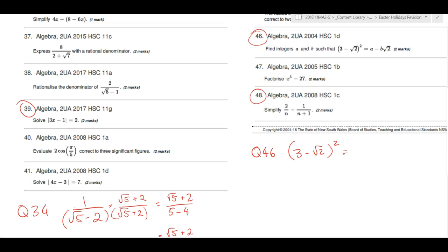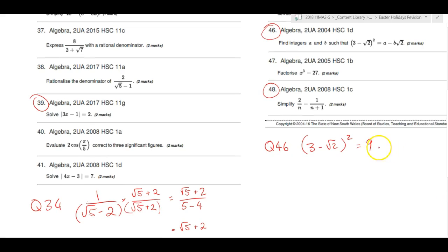Now, perfect square. Square the first, 9. Multiply the two things together, I get negative 3 root 2, and double it is minus 6 root 2, and square the last. So root 2 squared is 2. That's a plus 2. Again, you can use the FOIL method, but you just need to be able to do it without that. Now I can tidy that up a little more, and I get 11 minus 6 root 2.